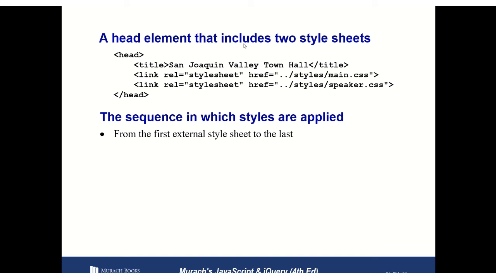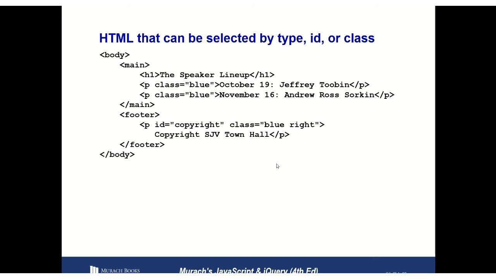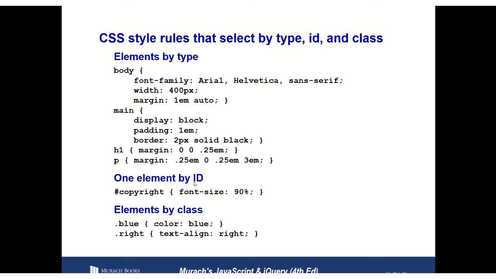So head element that includes two style sheets. You can see style sheet, you put href and then the relative path. It's not absolute path. The sequence in which styles are applied is from the first external style sheet to the last. That's the sequence. So HTML can be selected by type, ID or class here. And the CSS style rules that select by type, ID and class, you can see it here as well.